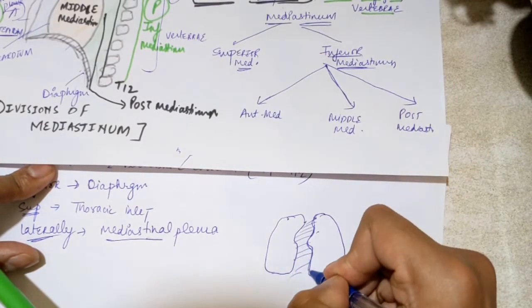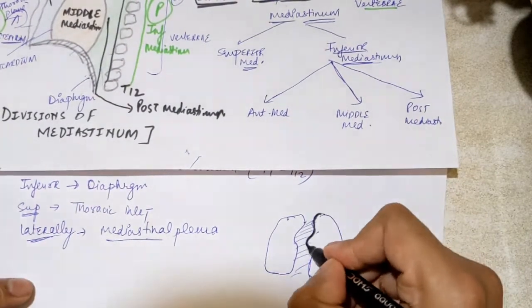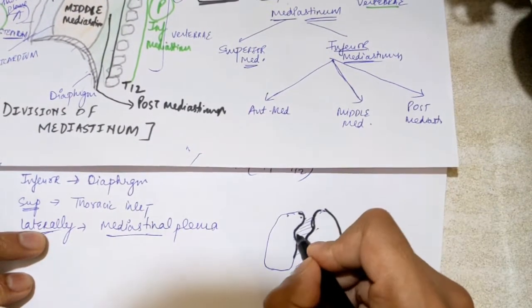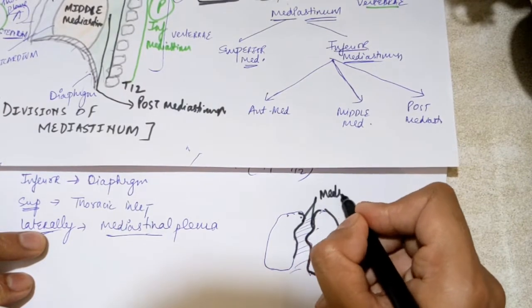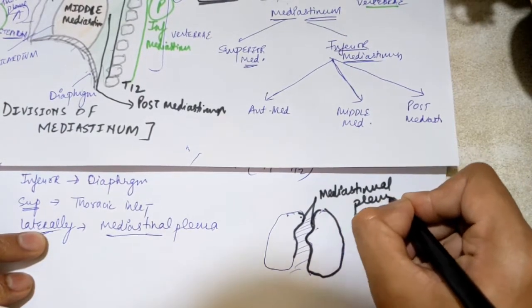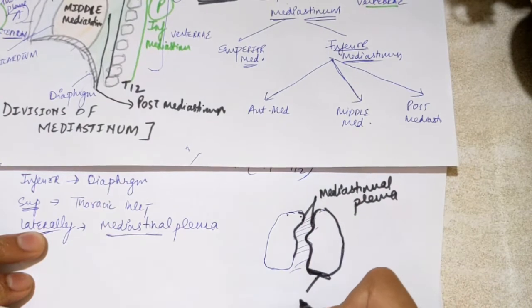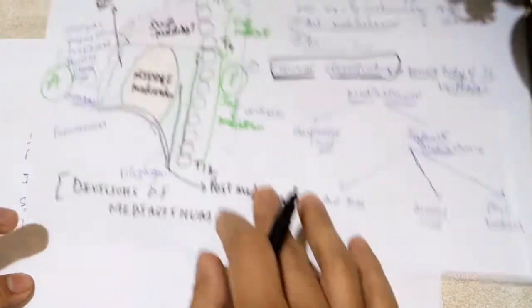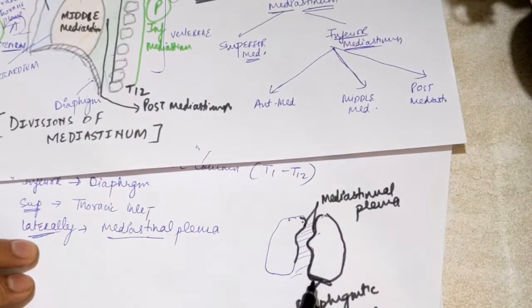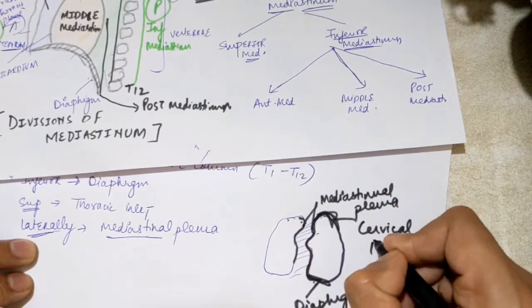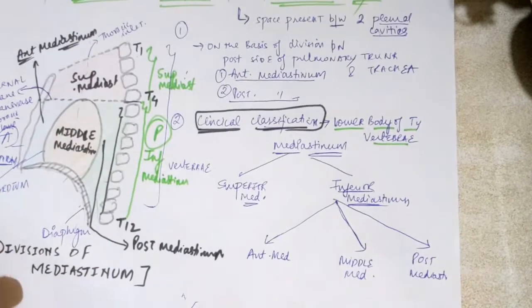So this is the outer covering. I'm taking one lung. This one side is your mediastinal pleura. This pleura is just a layer outside your lungs. The pleura which is present just here is your diaphragmatic pleura, as you will study in lungs. The pleura just below is over your diaphragm, so the covering of the diaphragm is the diaphragmatic pleura, and above this will be your cervical pleura. That is why we use the word mediastinal pleura specifically on the lateral side.